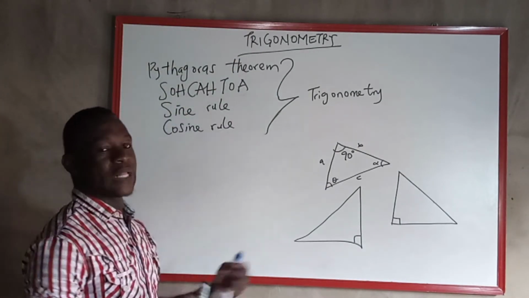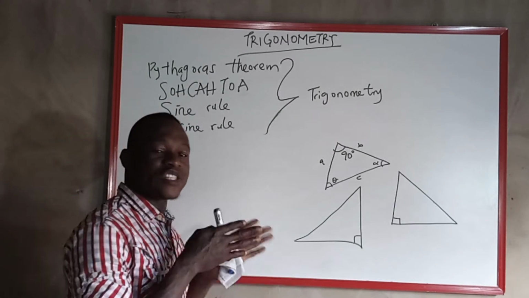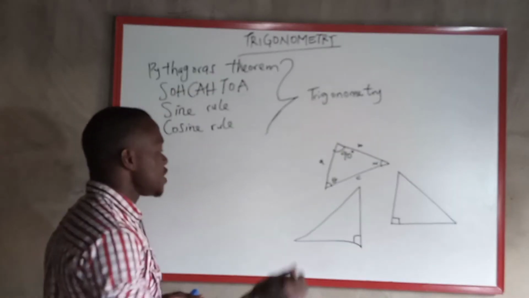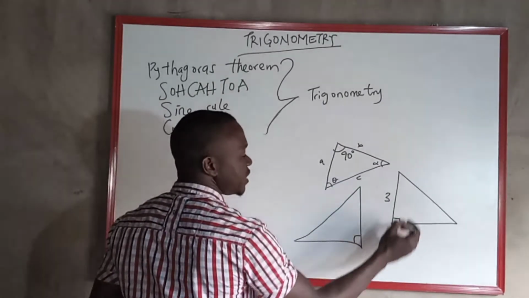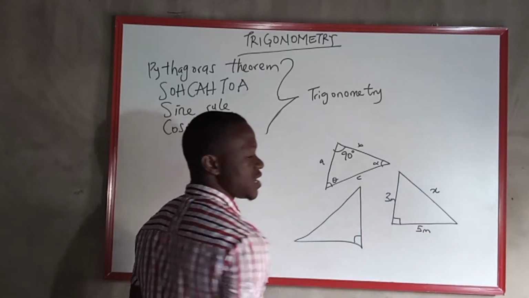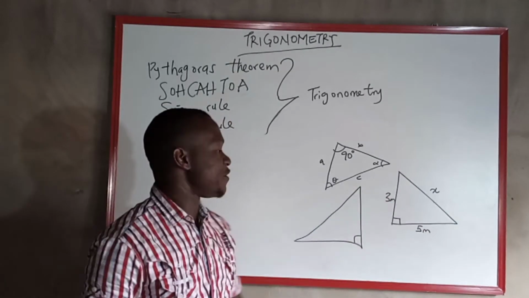So Pythagoras theorem, let me repeat myself, is used when you are looking for the side in a triangle when the two other sides are known. So for instance, we have here as 3 meters, we have here as 5 meters, and we have here as x, and we are asked to find x. We know the other two sides as 3 and 5. Automatically we should apply Pythagoras theorem. There is no debate about it. We are not debating anything about it.